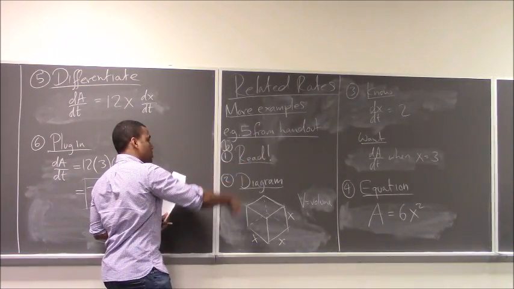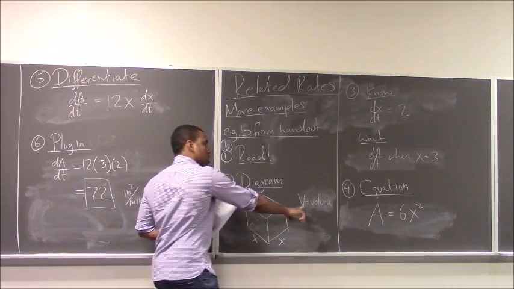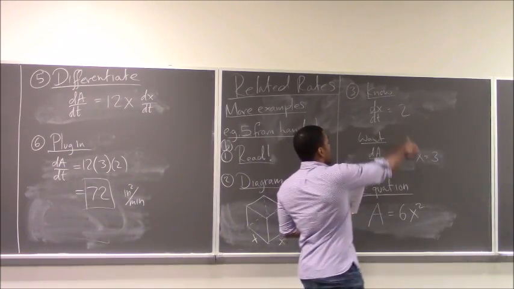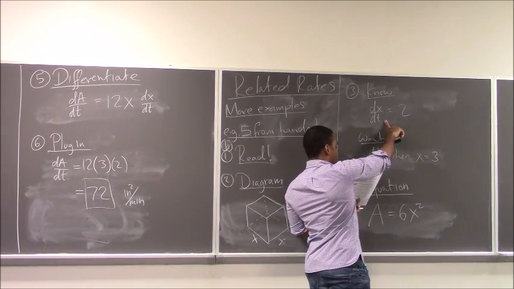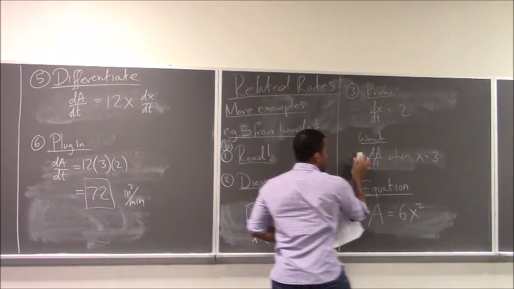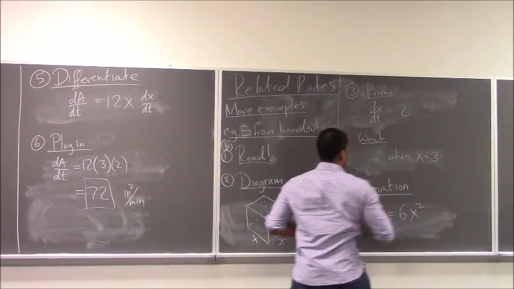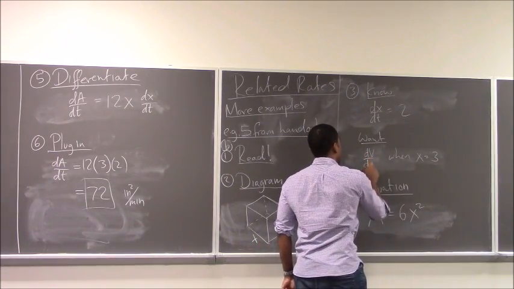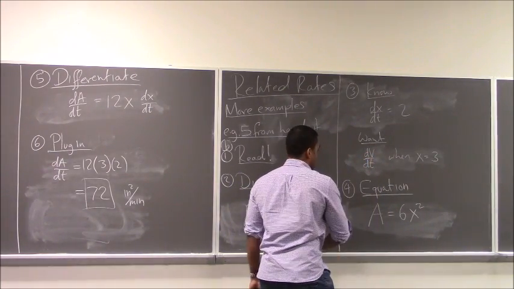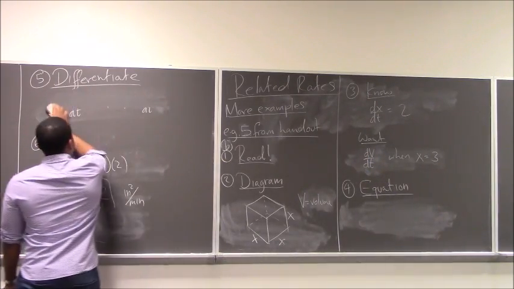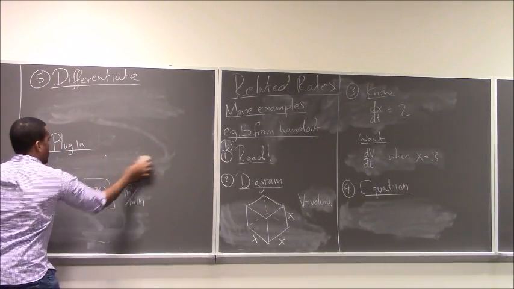So read the problem, diagram is the same. Now we care about volume, so I'm calling volume big V. What we know is the rate of change is 2, that's the same. It applies to both parts A and B. What we want is different. In this case, we want dV/dt. And that's going to change our equation, which is going to change what happens here.